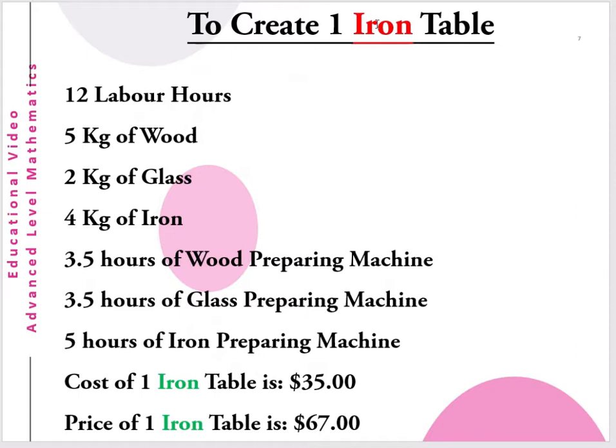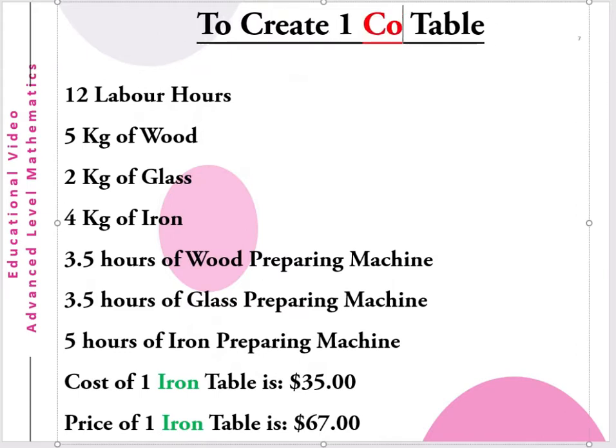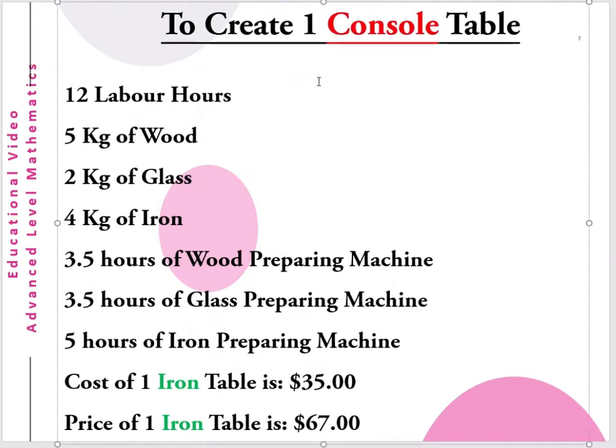For the console table, or we call it the iron table, I'll call it console table. It needs 12 labor hours, 5 kilograms of wood, 2 kilograms of glass, and 4 kilograms of iron; 3.5 hours of wood preparing machine, 3.5 hours of glass preparing machine, and 5 hours of iron preparing machine. The cost of one console table is $35, and the price of one console table is $67. That means the profit would be $32.